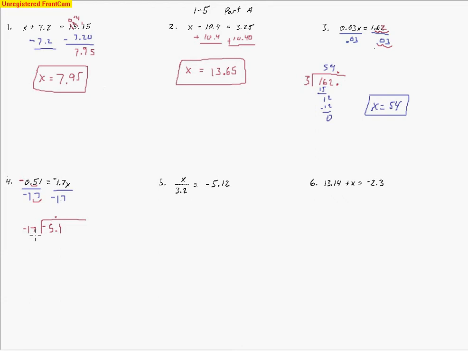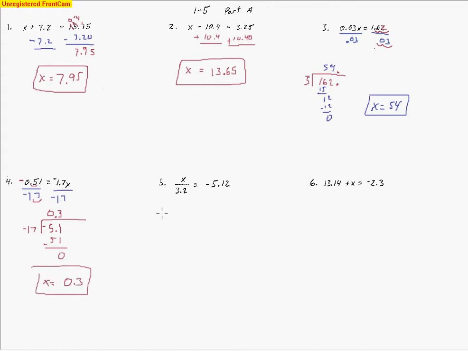Now I'm doing 17 into 5 goes 0 times. And then 17 into 51 goes 3 times. So I do the multiplication. 3 times 7 makes 21. 3 and 1 make 3 plus 2 makes 51. And those will subtract to make 0. So my answer is x equals 3/10.